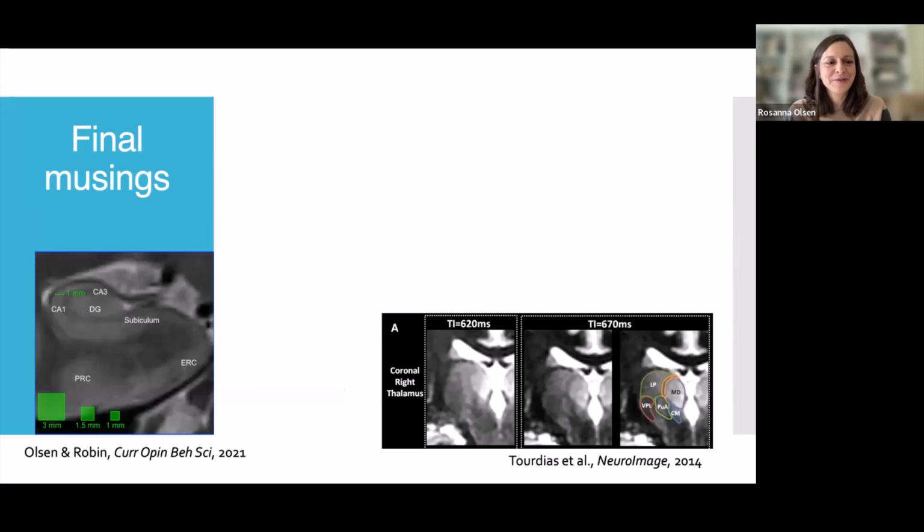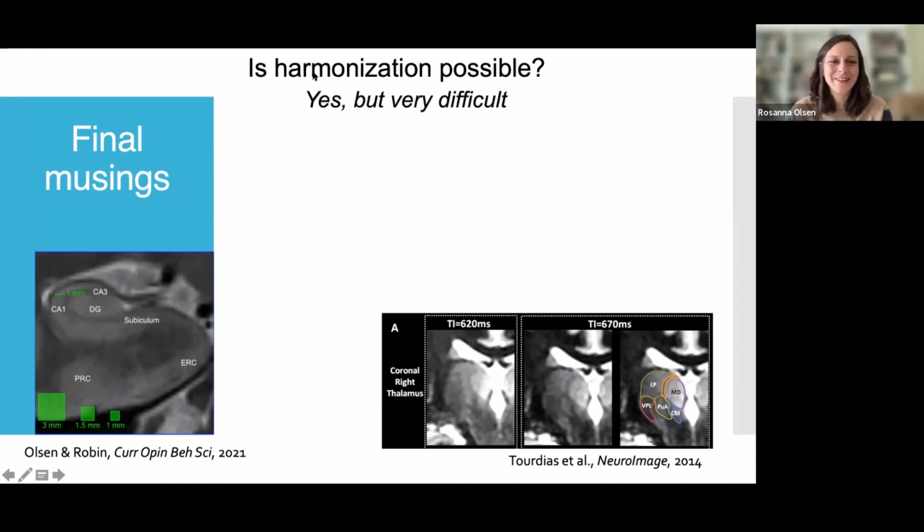Just my final musings, since I am the last speaker of the series, and thank you so much to everybody for staying to watch the final talk. First of all, is harmonization possible either in the thalamus or in the hippocampus? I would say yes, but it's very difficult, and it's a process that has taken quite some time from our international working group. I imagine it could be very difficult to achieve in the thalamus as well, but I think it's a worthwhile endeavor.